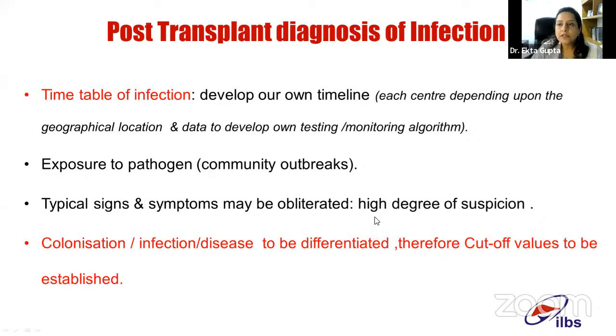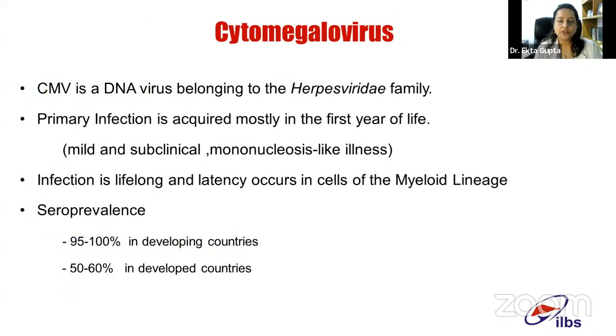Typical signs and symptoms are often obliterated, so a high degree of suspicion is always there. And one has to be extremely careful in identifying colonization, infection, or an active disease. That is why a lot depends upon the PCR, which gives you quantitative results. So identifying the cutoff threshold value beyond which we will say that it is now crossing colonization and looks like an infection.